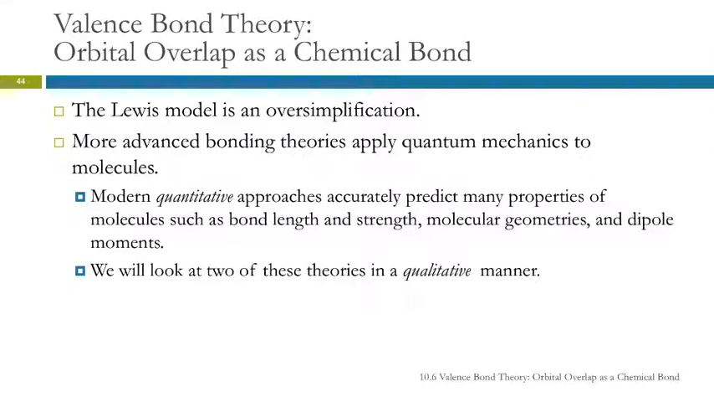So we've learned about the Lewis model, and it is an oversimplification, but it's really useful because it works much of the time. There are more advanced bonding theories. We're going to talk about two of them, valence bond theory and molecular orbital theory. These are quantitative approaches, but we're just going to look at them in a qualitative manner. We're not going to do calculations. But there's a lot of hairy math behind these, and it all works out pretty well.